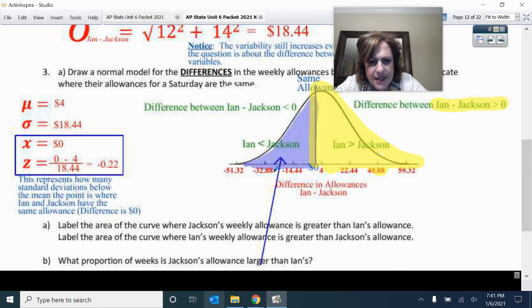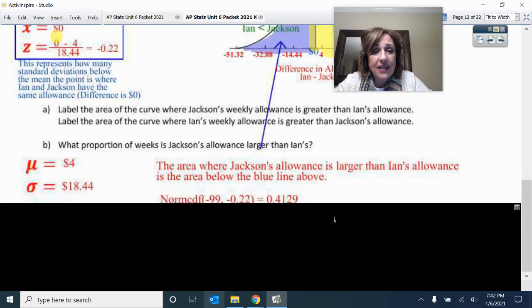Well, it said Jackson's is larger than Ian's. So that's over here on the left, the blue. So hopefully you know and remember from yesterday's lesson, we're going to get that z-score at 0. 0 minus the mean over the standard deviation. So this 0 line is located at 0.22 standard deviations below the mean. And then I'm going to norm CDF from negative 99 up to that z-score. And then that's how I get that percent of time.